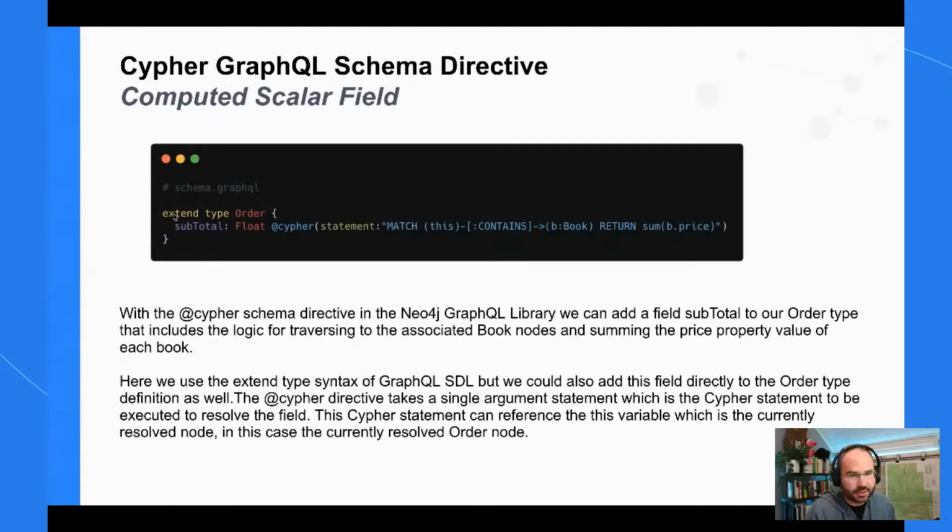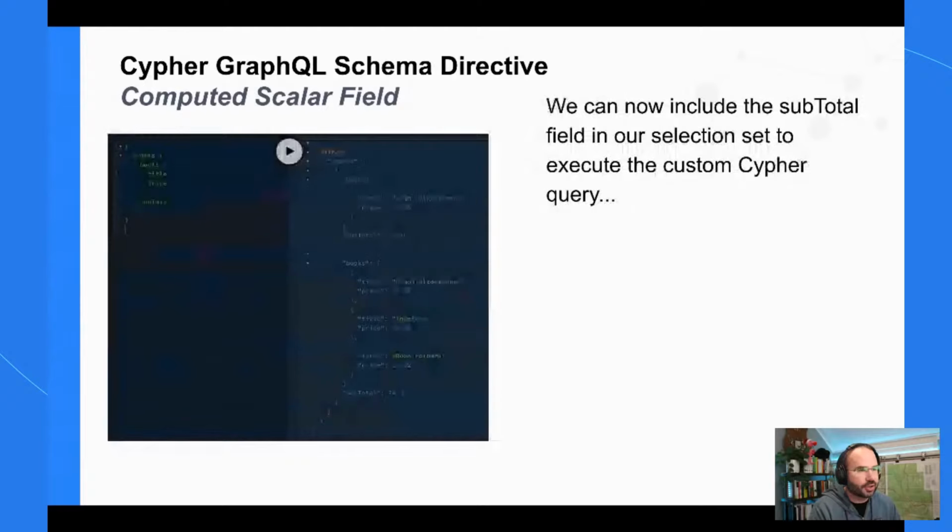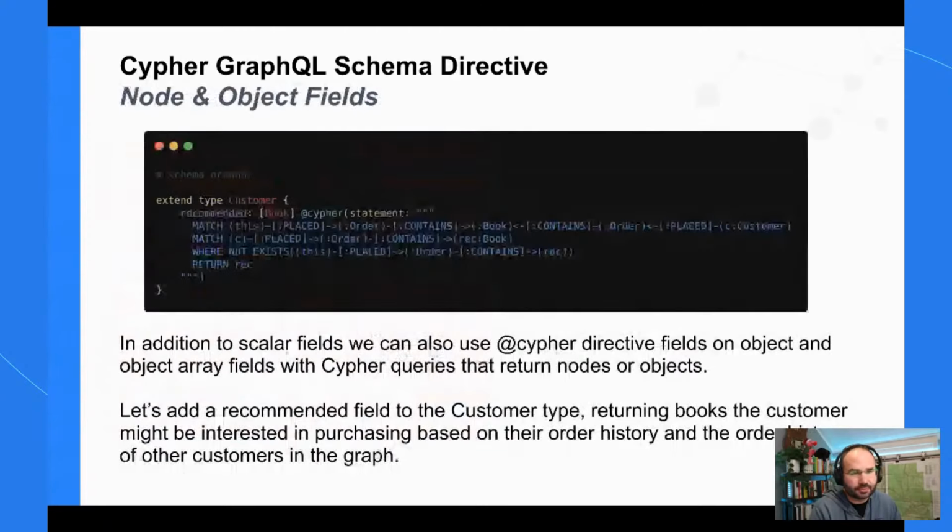And here we're using this extend keyword to add this field. We could also just add this field on the order type. Extend is nice because if I have multiple files with my type defs that I'm combining together, I can have all my extensions in one, or however we want to structure it. I think it's a handy feature. So now at query time, to the client of the GraphQL API, they don't see that this is a Cipher directive field. It's just another field in the GraphQL API.